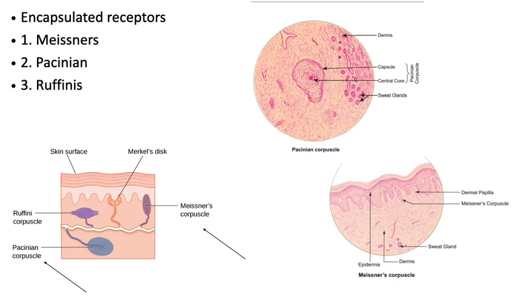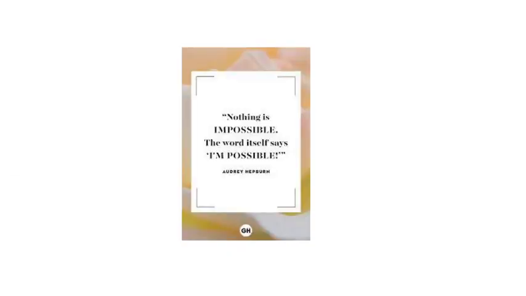Then there is the Ruffini's corpuscle, which is fusiform in shape, and it is also found in the dermis of the skin and joints, and it is sensitive to stretch. So this is the Ruffini's corpuscle. So this is all about the general anatomy of skin. Thank you.